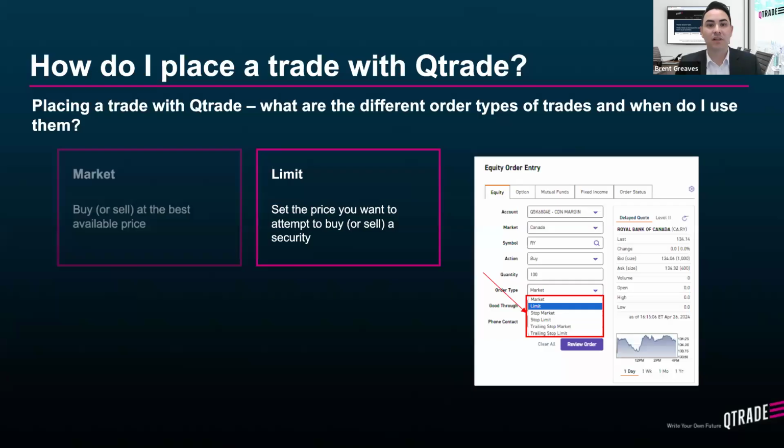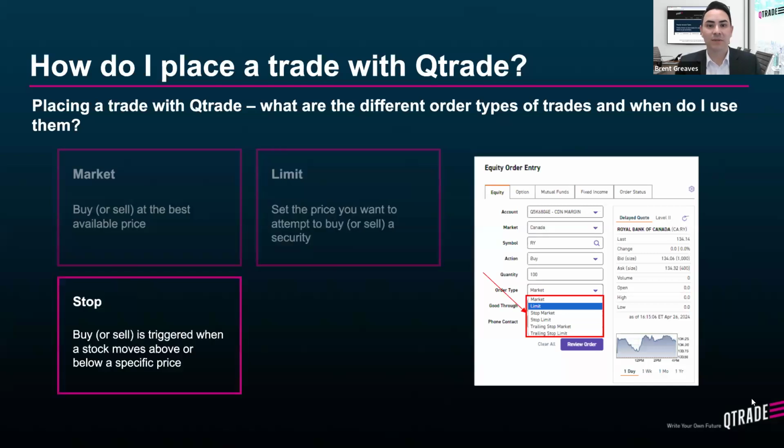Then there's limits. A limit order sets the price you want to buy or sell a security. So with that, it specifies the price at which you want to buy or sell your shares. There is no guarantee that your trade will be completed if the limit is set too low when buying or too high when selling.